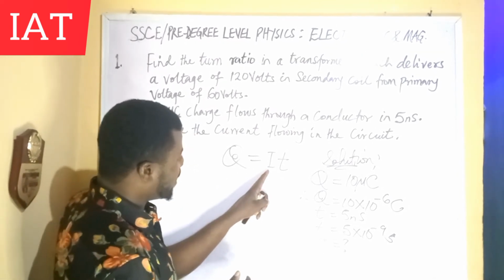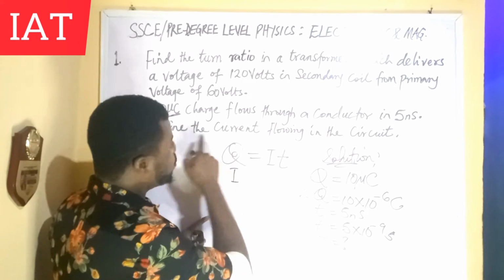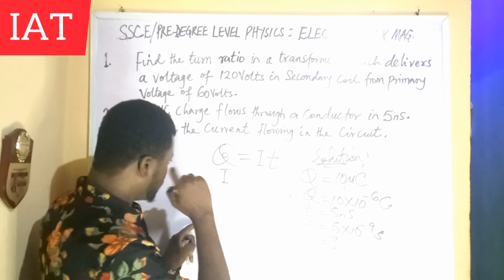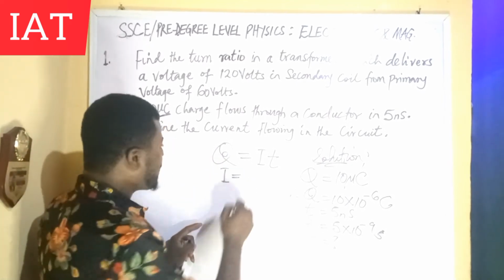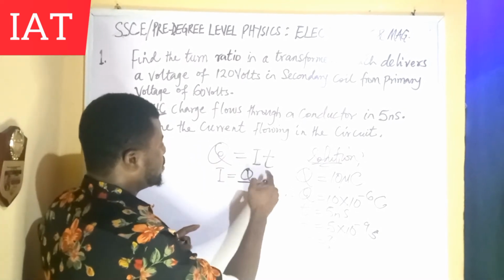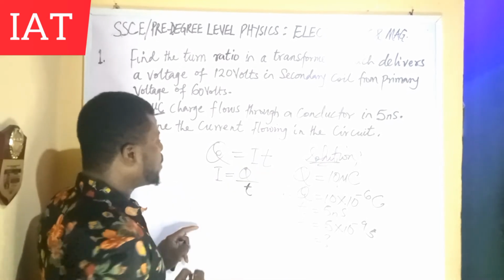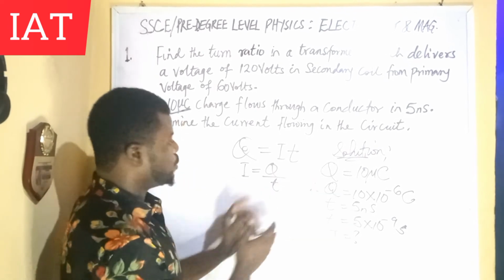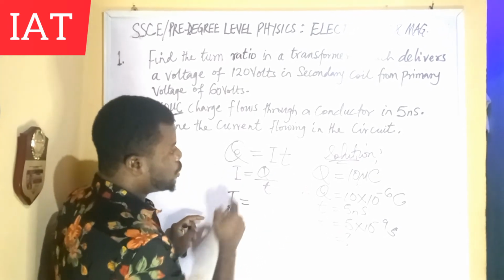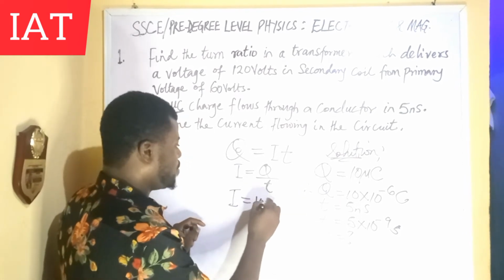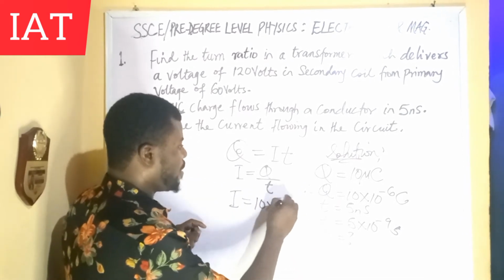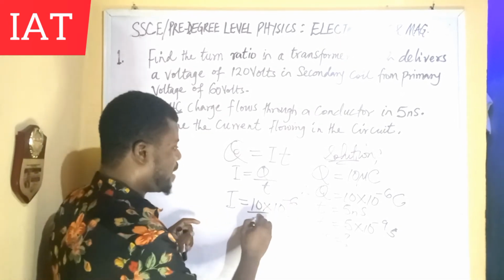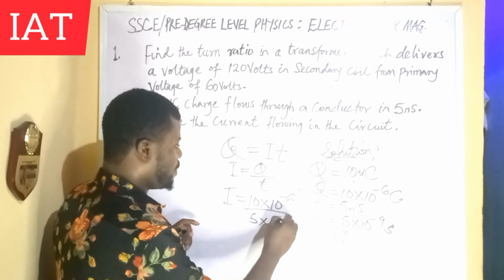Okay, in this case, the current is not given, and that is what we are looking for, the current flowing in the circuit. We make the current the subject of the relation by dividing both sides by the time, and then we have this expression. So at this point, we're just going to do straight substitution. So I now will equal to the Q here is 10 to the 10 multiplied by 10 to the power of minus 6 divided by the time here is 5 multiplied by 10 to the power of minus 9.